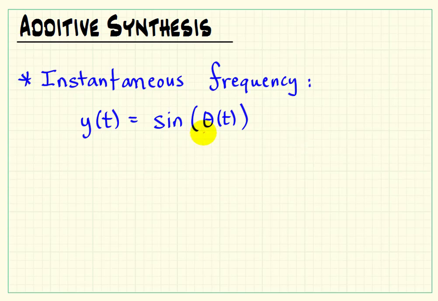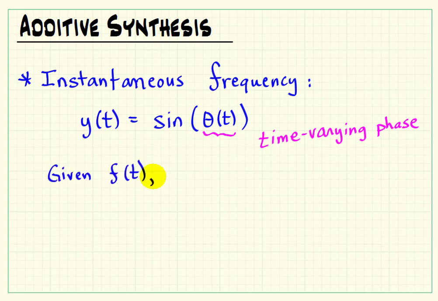of t, and theta of t would be the phase, and it's a time-varying phase, so we can say that theta of t is the phase function. Now, if we begin with a frequency trajectory f of t, how do we get the time-varying phase theta of t that we need?